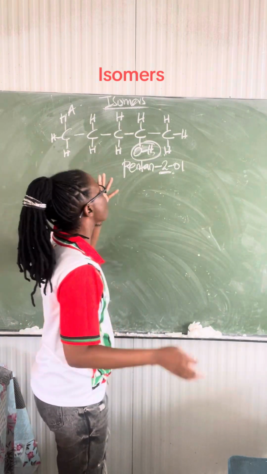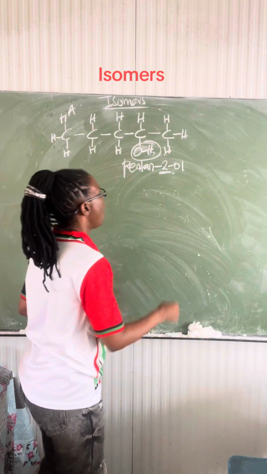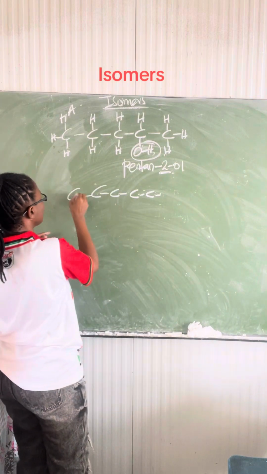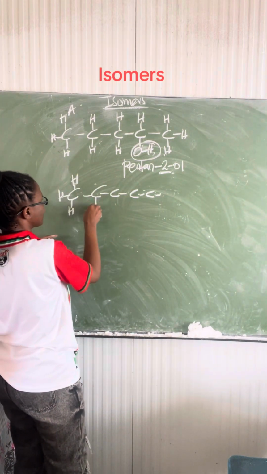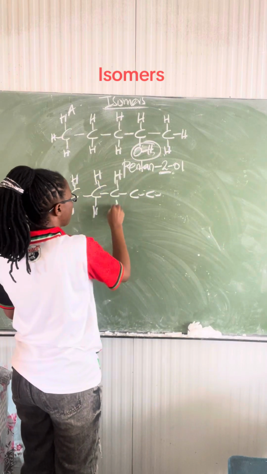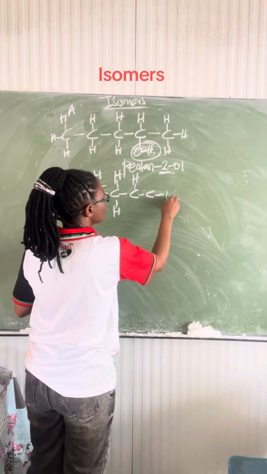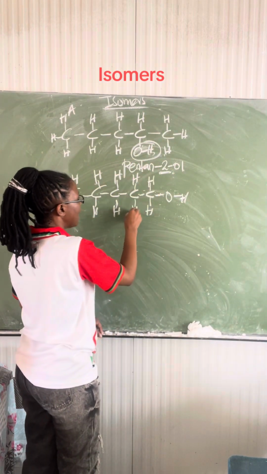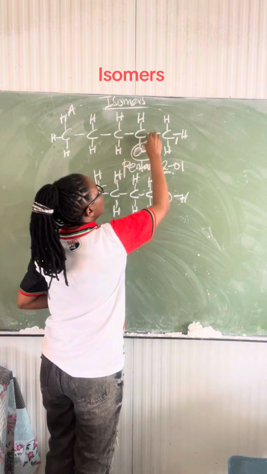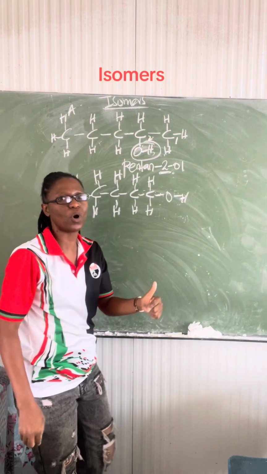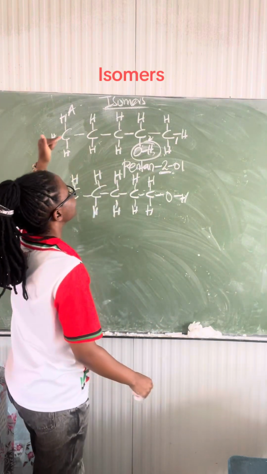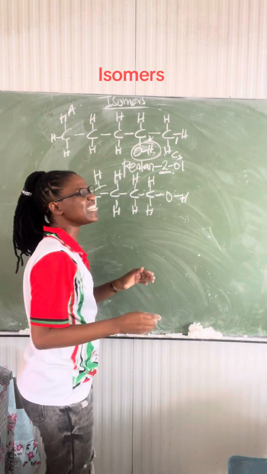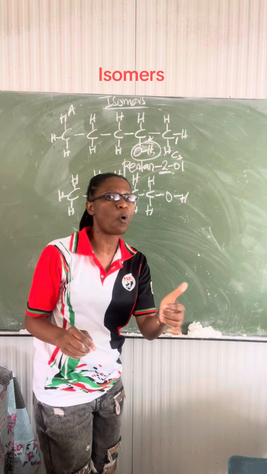From this, if I want to form a positional isomer, what am I going to do? I'm going to change the position of the hydroxyl group. We are saying same molecular formula, but different position. So we can shift this hydroxyl group into the first carbon. As we shift it from the second carbon to the first carbon, we are forming what we call positional isomers. They are organic molecules with the same molecular formula, but different position of the functional group or of the substituent.